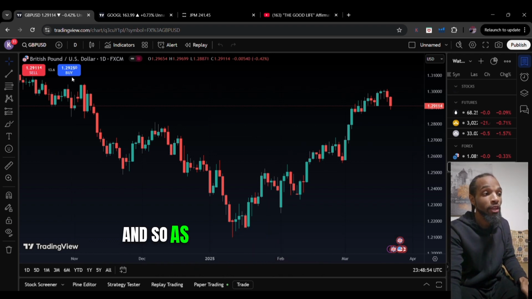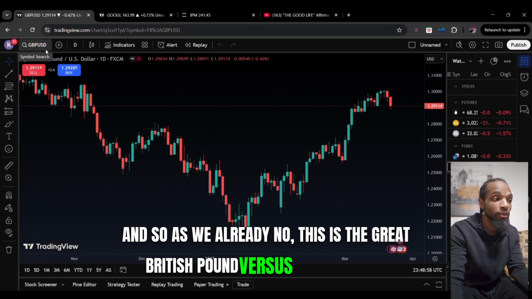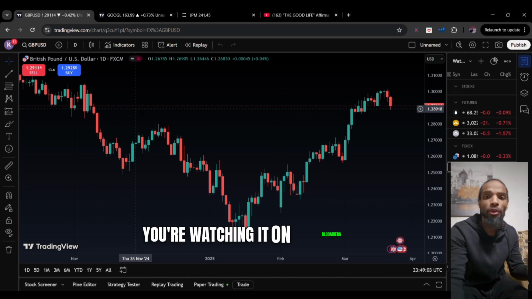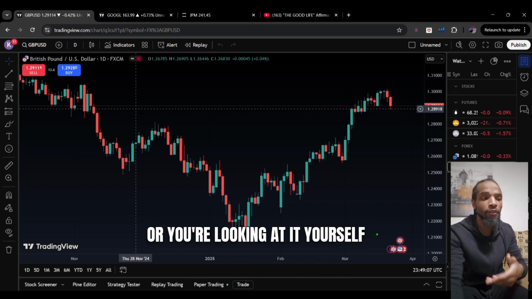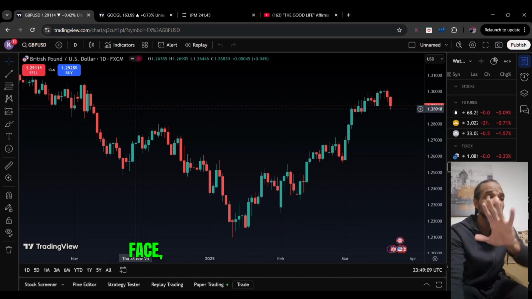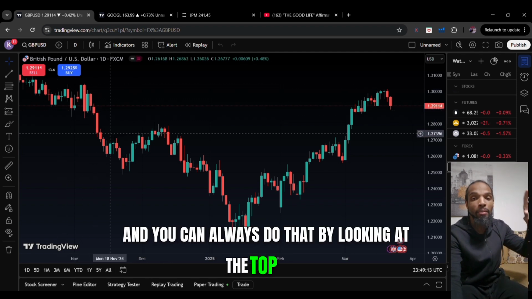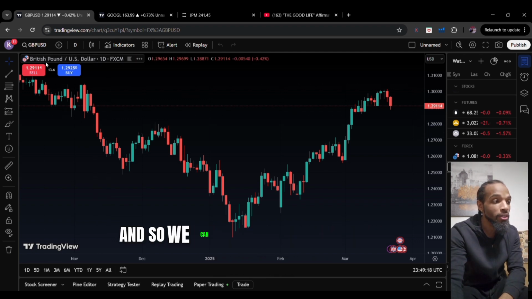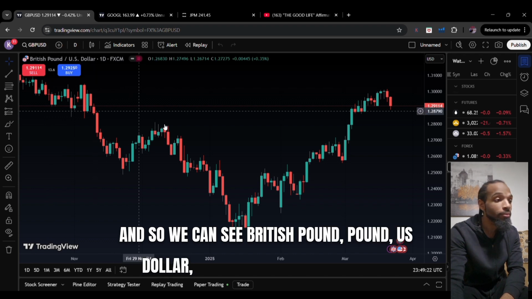And as we already know, this is the Great British Pound versus the US dollar. So when anybody puts up a stock, you're watching it on Bloomberg or somebody else's channel, or you're looking at it yourself, or somebody just brings up something in your face, know what you're looking at first. You can always do that by looking at the top left. Most of the time, what it is will be at the top left. And so we can see British pound, US dollar.